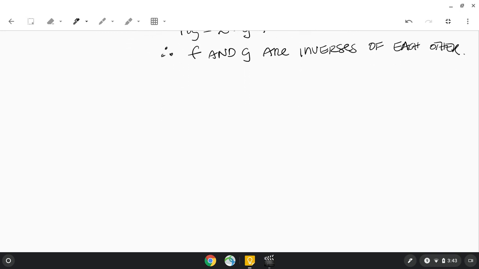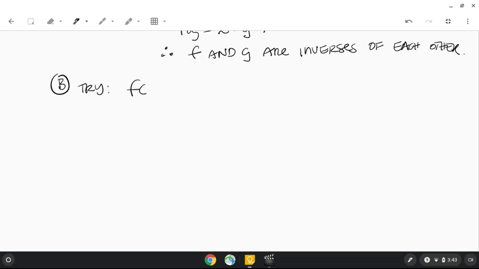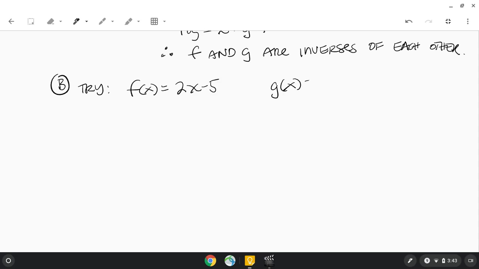I'm going to have you guys try this one. This is going to be your f function: f of x equals 2x minus 5. And your g function will be x plus 5 over 2. Go ahead and verify that these two functions are inverses of each other. Do exactly what I just did. Show that f circle g equals x and show that g circle f equals x. Go ahead and hit the pause button, and when you're done, come back to see if you get the same answer as I do.